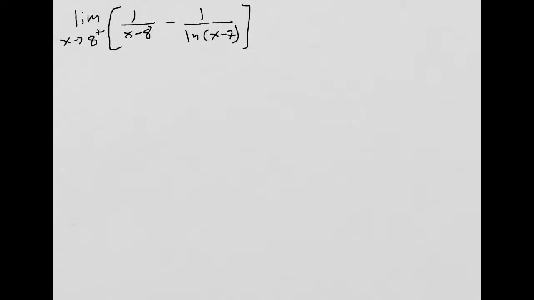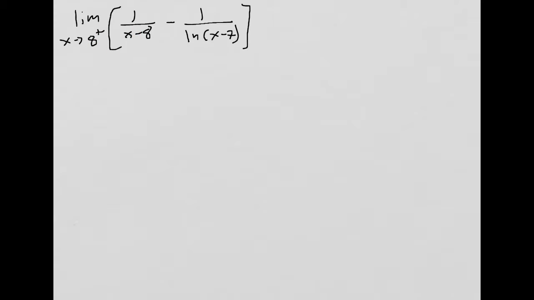Alright, so we want to find the limit as x approaches 8 from the positive side, or from the right side, of this function. We have 1 over x minus 8 minus 1 over ln of x minus 7. Let's just go ahead and plug in the 8 first and see what we get.